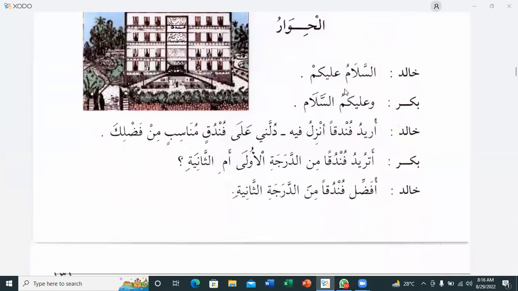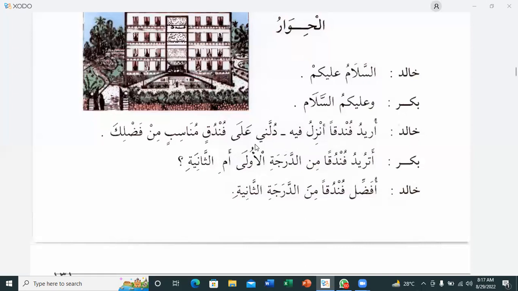Khalid: Assalamu alaikum. Peace be upon you. Bakar: Wa alaykum assalam, and also peace be upon you. Khalid: Uridu, I want, fundukan, a hotel. Anzilu, to stay, fihi, in. Uridu fundukan anzilu fihi. I want a hotel to stay in.